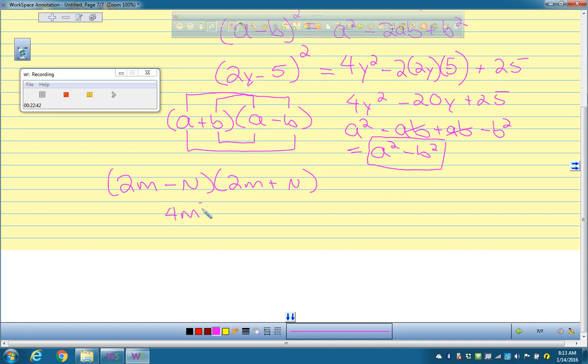4m squared, then what? The middle terms cancel out, and what's left at the end? Minus n squared. Okay? So it's just the a squared minus b squared. So if you have a minus sign here and a plus sign here, it becomes 4m squared minus n squared.